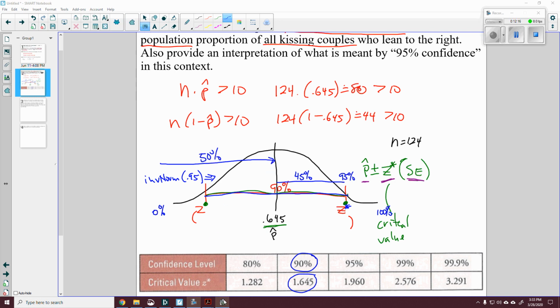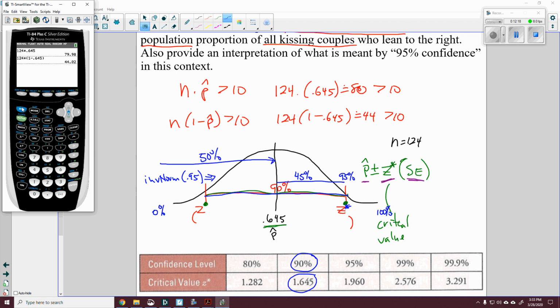So let's do that. I'm going to call up the calculator, go to 2nd Distribution, and I want inverse norm, which is number 3. I'm going to enter 0.95, which is my percentile right there, and hit enter, and I find 1.644. Well, look at what this says. This says 1.645. So that is how you would get it.